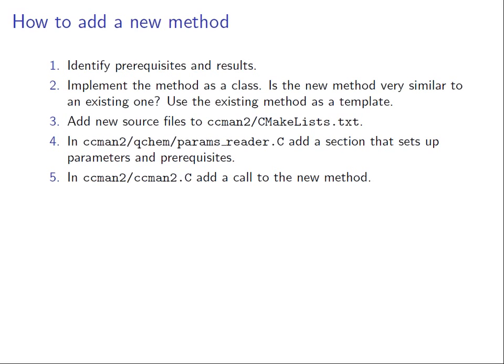And then finally, in the main routine CCMAN2.c, just add a call to the new method, and it will be called if it's enabled in the params structure, or not called if the user did not request it. All right, that's all. I think this is my last slide. It's very simple, five basic steps, and you're done.